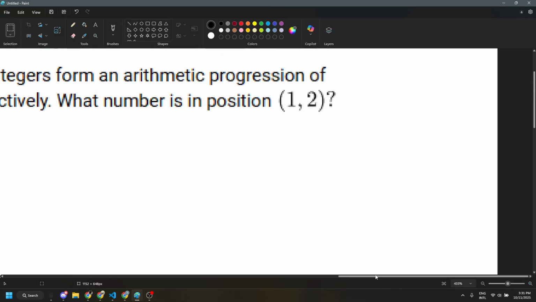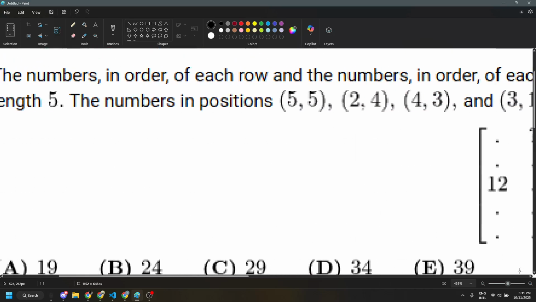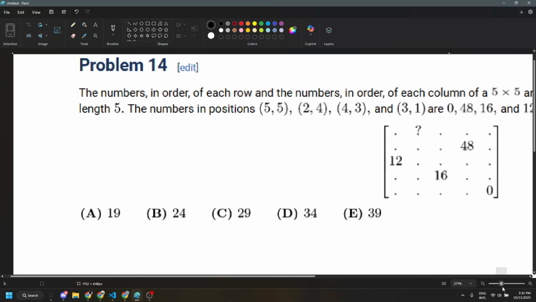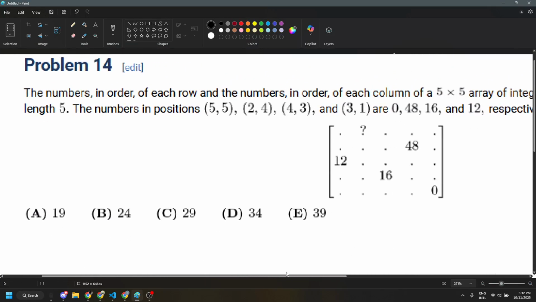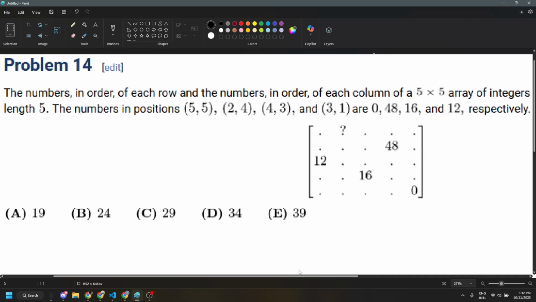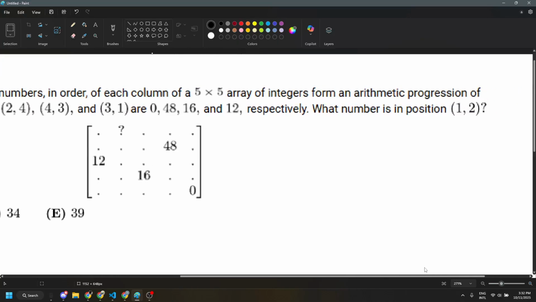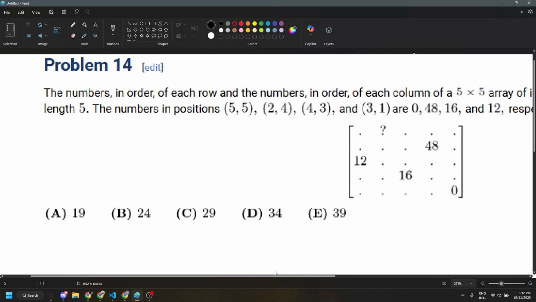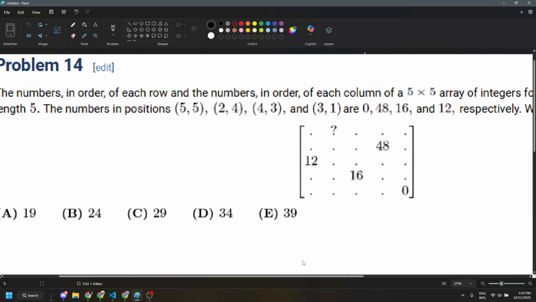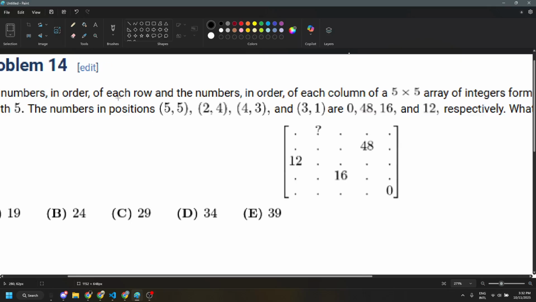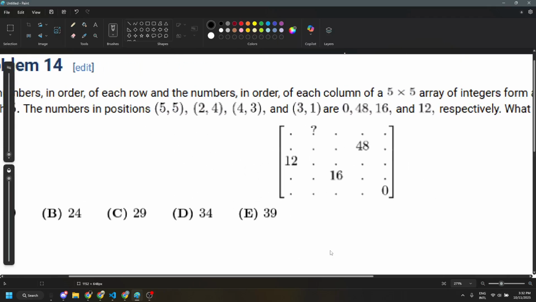So, in this array, the numbers in order of each row and the numbers in order of each column of a 5 by 5 array of integers form an arithmetic progression of length 5. The numbers in positions 5, 5, here 2, 4, here 4, 3, and 3, 1. I have these values. What number is in position 1, 2?